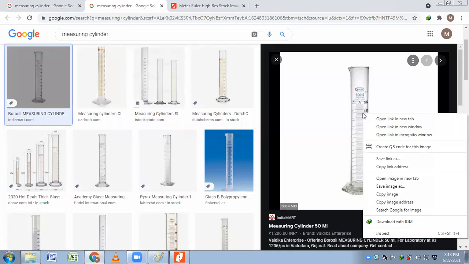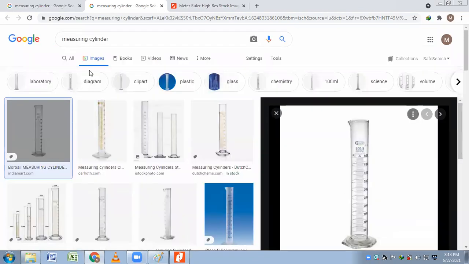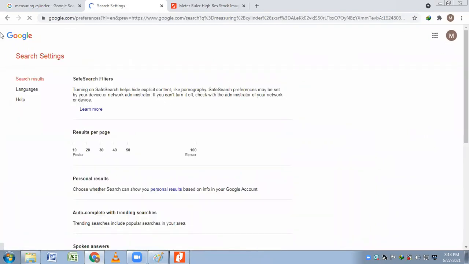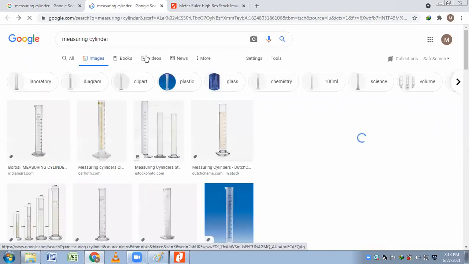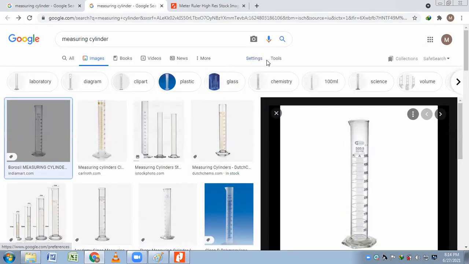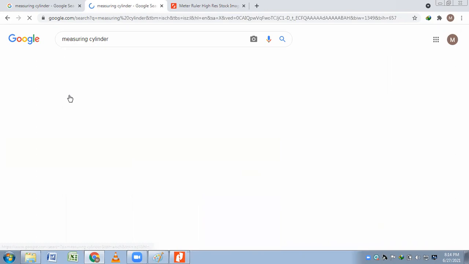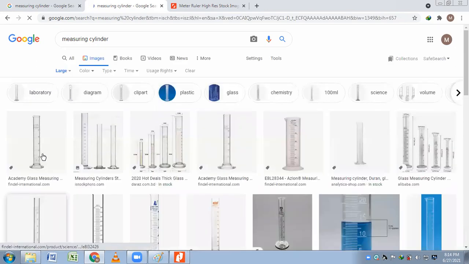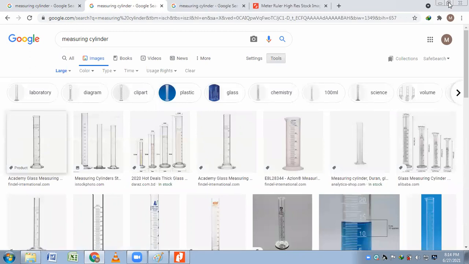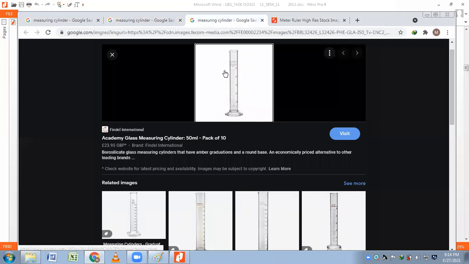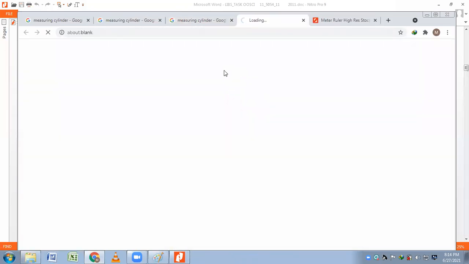Can I get a higher resolution picture of these things? Settings, search settings. No, not this one. Tools, size large. So this is a high resolution image. 4147 by 4147.